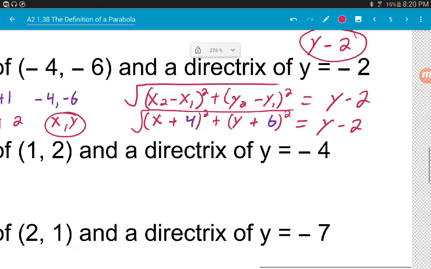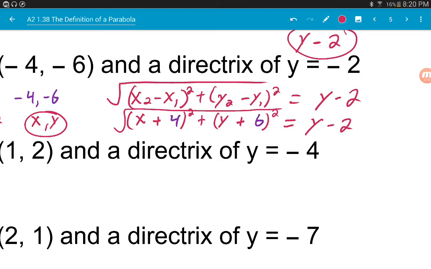Now look, I can solve this as is. Square both sides, do some box methods or some shortcuts on these, and I will get the right answer without ever drawing a graph. So if you get that, awesome.